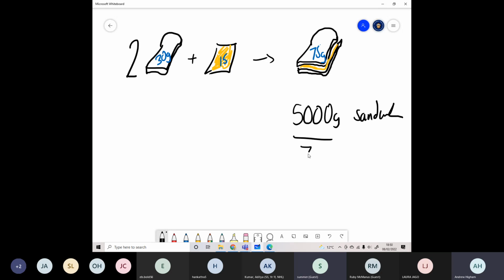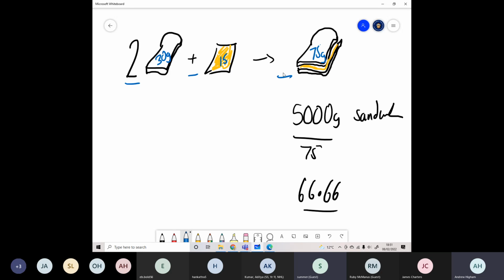5,000 divided by the 75, because that is how much one would weigh. So how many would we have in 5,000? So 5,000 divided by 75. And that's going to give us 66.66 sandwiches. Now we need to think of the molar ratios. So that was 1 to 1 to 2.